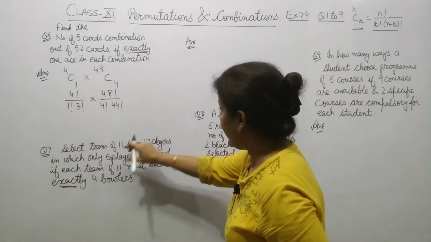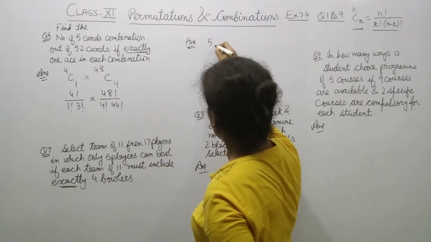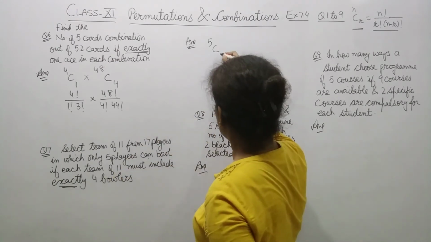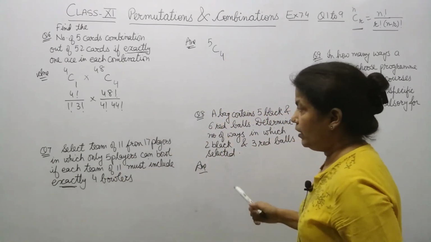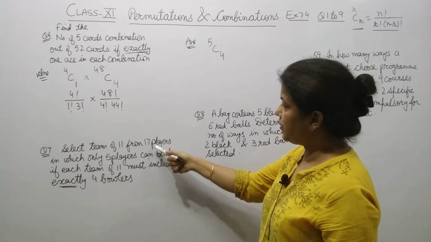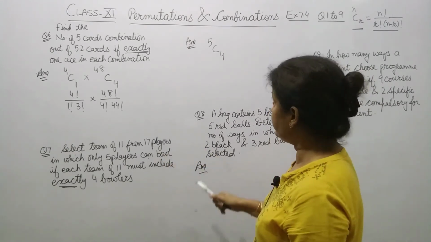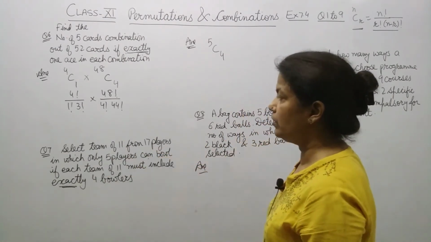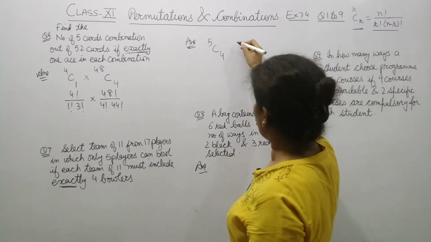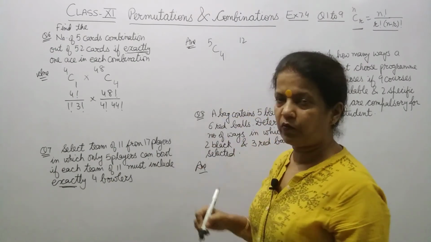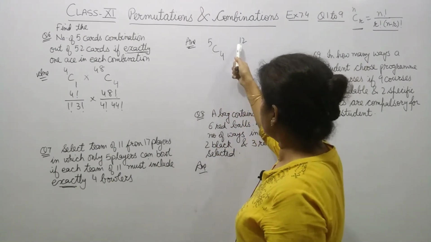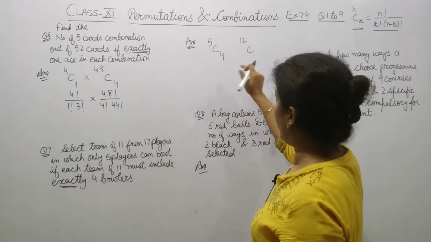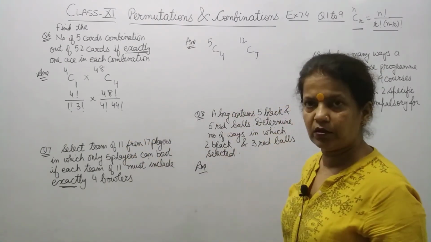So out of 5 we have to exactly take how many? 4 bowlers. And our total players are 17. Okay, total players are 17 and you have to select 11 players. Now here let's see what this will be. The left will be 12 players. 5 plus 12 is 17, and 11 players you have to make, so it is 7.